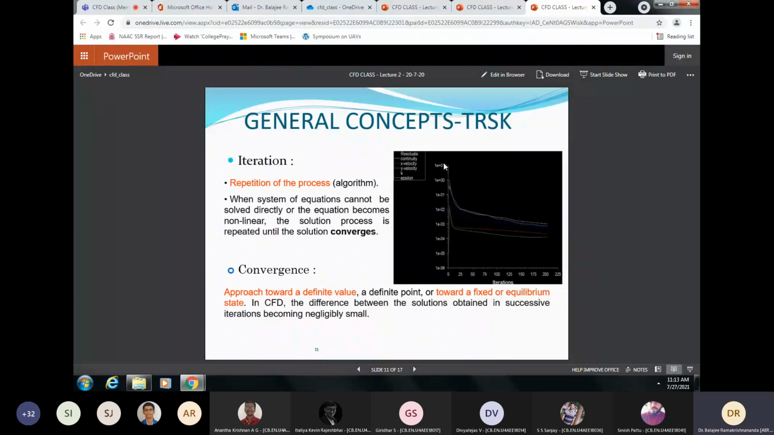Usually, whatever you get in the first iteration, the error, that is the difference between the assumed value and the value you get after the iteration, you call that as 1. How you measure that error is a different story.